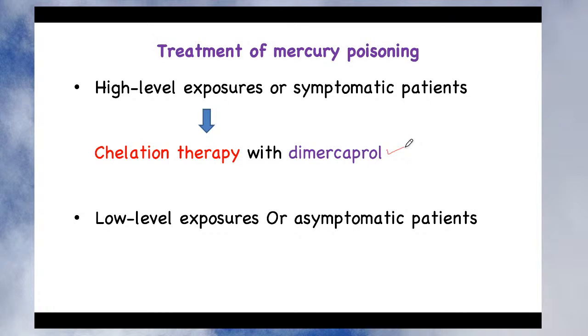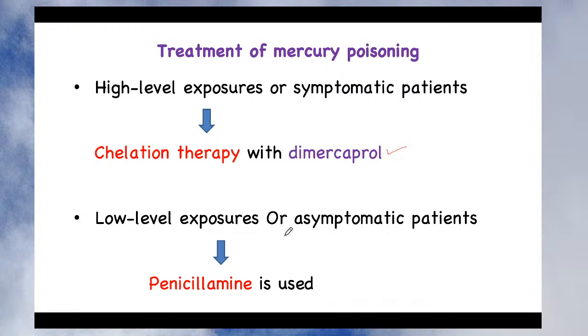Second thing, if the patient has low level exposure or is asymptomatic, it means he is exposed to mercury, for example the patient is working in the mercury industry where no matter how much precaution you take, to a certain extent you are exposed to a low level or low dose of mercury. Obviously low exposure to mercury will not produce symptoms, so that patient is asymptomatic. So for low level exposure or an asymptomatic patient, you can give penicillamine.